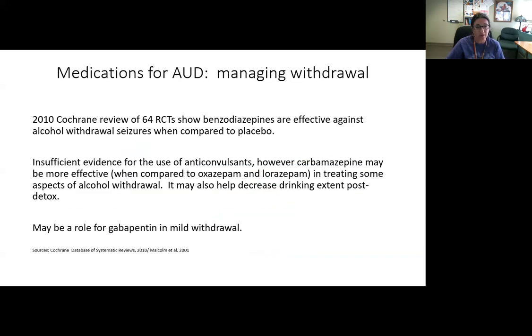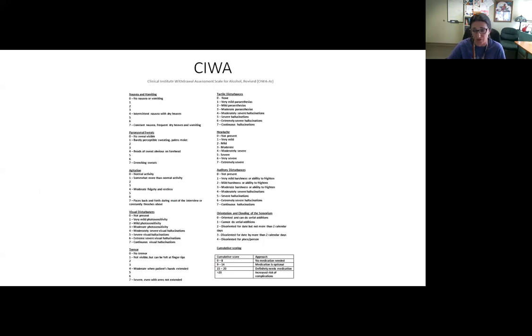So back to managing more acute withdrawal. Again, here's a Cochrane review from now 15 years ago of 64 RCTs that showed benzodiazepines as effective against withdrawal seizures when compared to placebo, and there's really insufficient evidence for the use of other anticonvulsants in treating that. But they may help decrease drinking. They've been shown to help decrease drinking extent after the detox. And again, gabapentin may have some role in mild withdrawal.